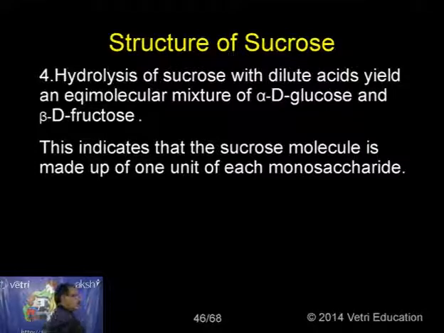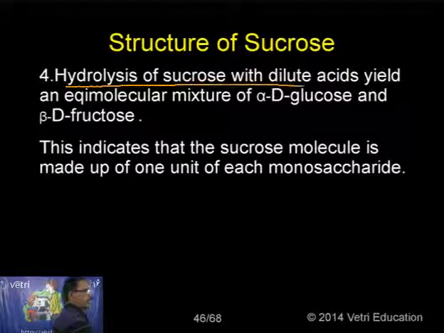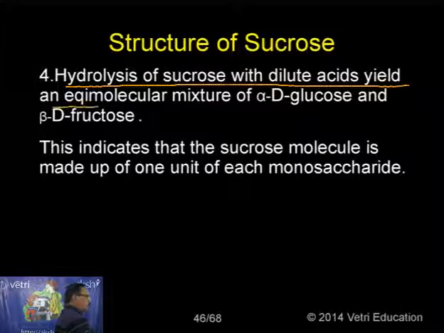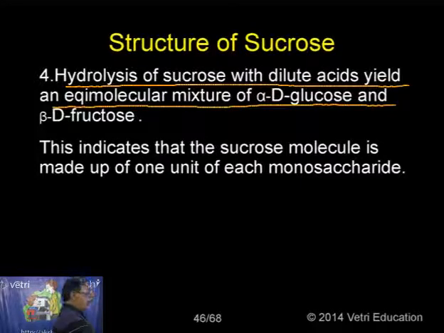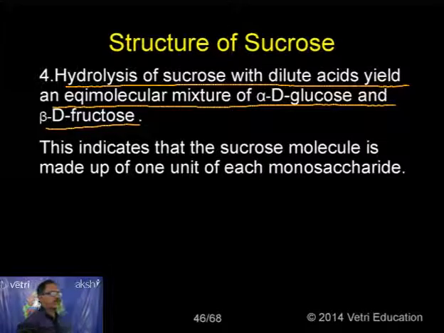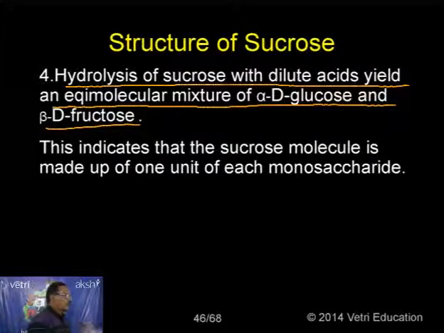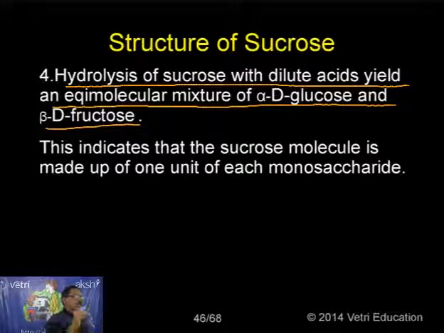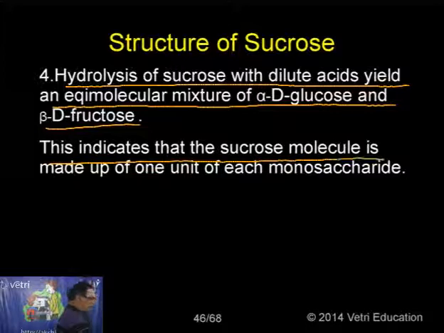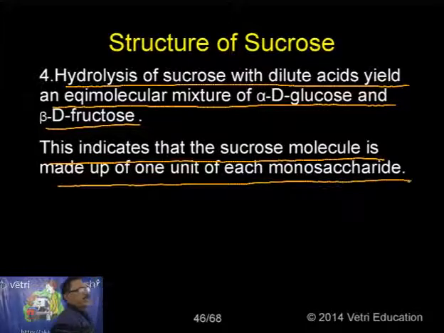Step 4: hydrolysis of sucrose with dilute acids yields an equimolar mixture of alpha D glucose and beta D fructose. Kindly follow, this is the most important information you must know. So glucose is in the form of alpha D, and fructose in the form of beta D. Right. This indicates that the sucrose molecule is made up of 1 unit of each monosaccharide.